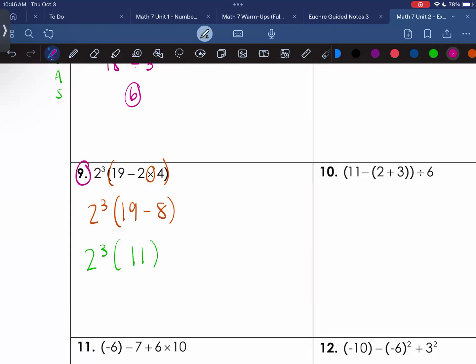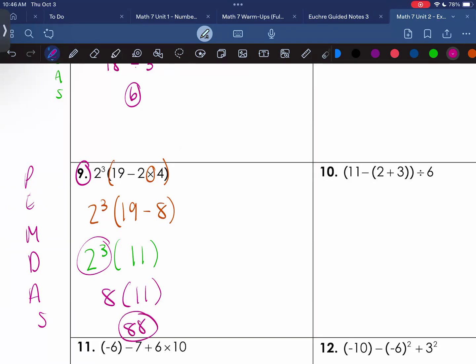Now, everything inside the parentheses is done. Nothing more to do. So I move on from parentheses and I move on to exponents now. So this part, 2 cubed, that means 2 times 2 times 2. So we get 8. Now we can do our multiplication problem. 8 times 8 is 88.